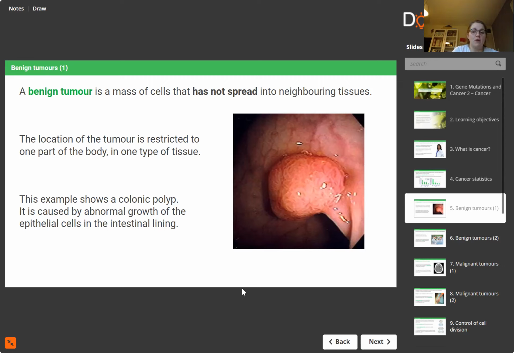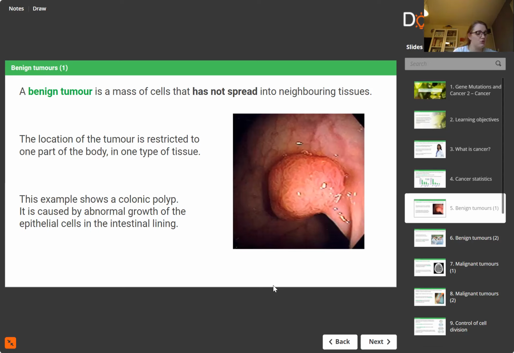They generally grow slower than malignant tumors, and they're often covered in fibrous tissue as well. That fibrous tissue is really important because it stops them invading other types of tissue. For example, this colonic polyp is just of the epithelial cells in the intestinal lining, and as you can see, it's got fibrous tissue over it. It's not going to invade any other type of tissue. They're often harmless in terms of cancer, but we do often remove them for other medical reasons.